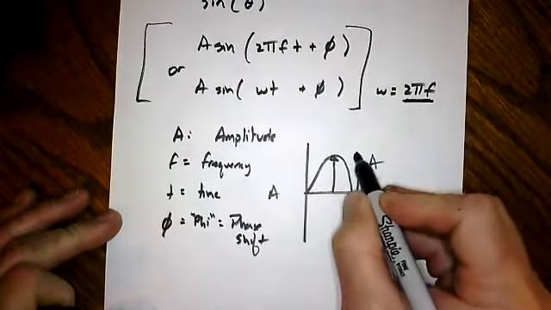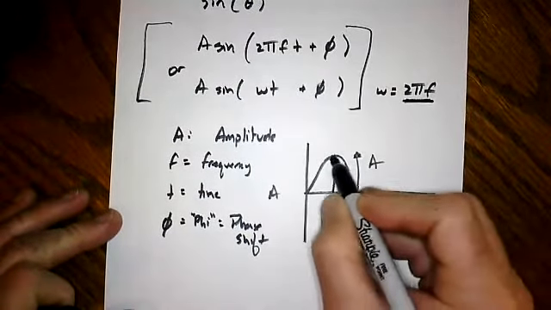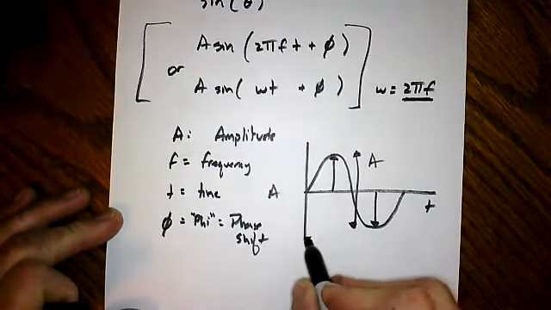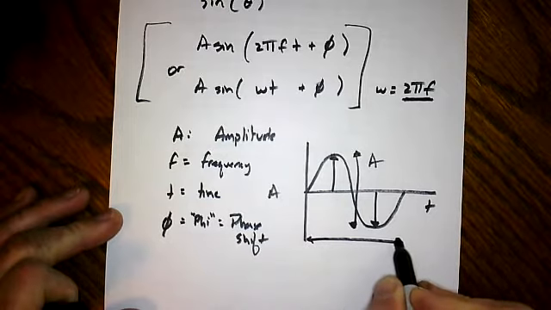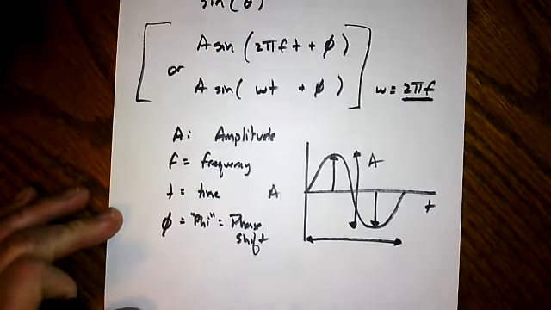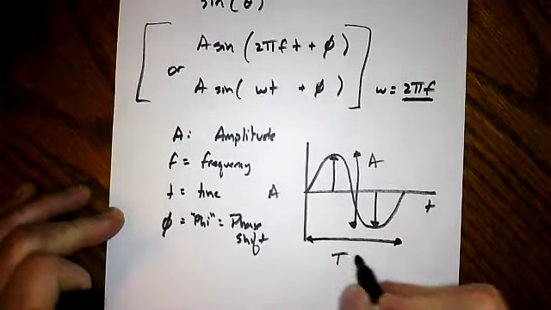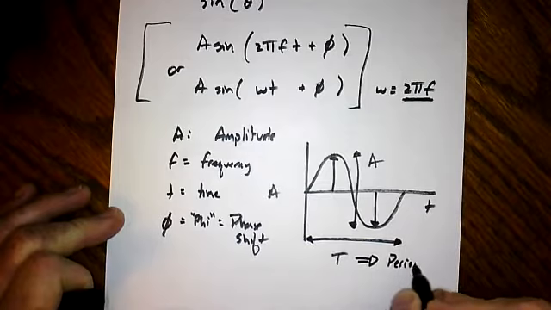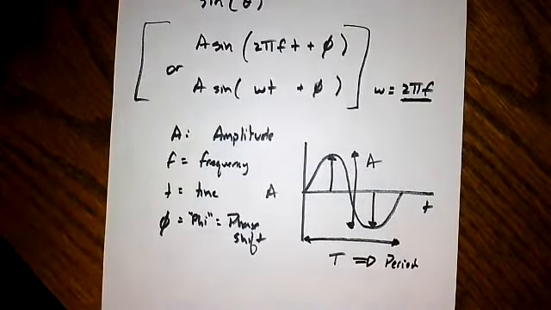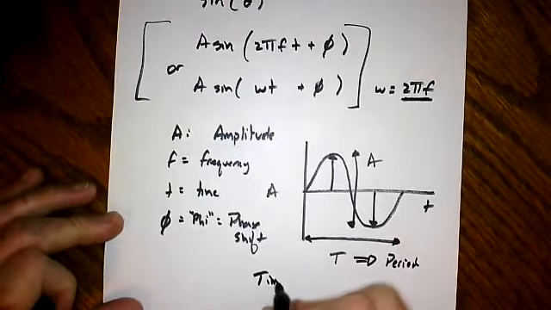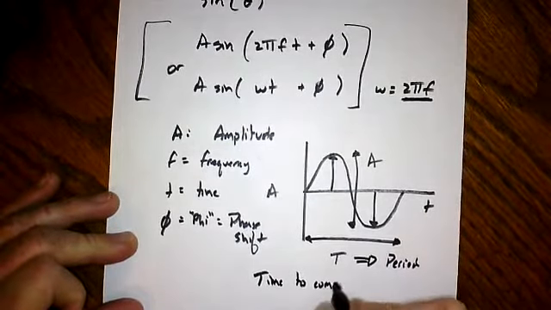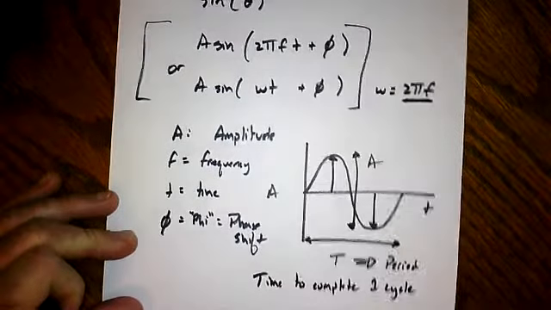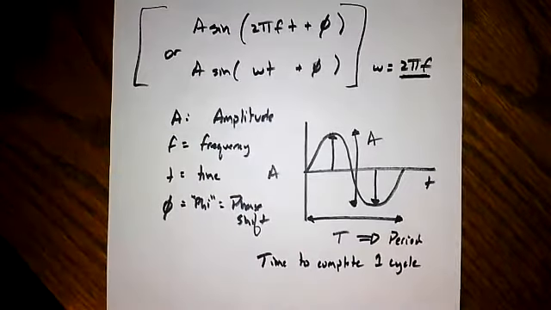Okay, so one key component we've already identified here, we actually identified 2 of them, but one key component is amplitude. The other one is how long it takes this sine wave to repeat, and that's T, or the period. That's how long it takes to complete one cycle, or one repetition of a sine wave.